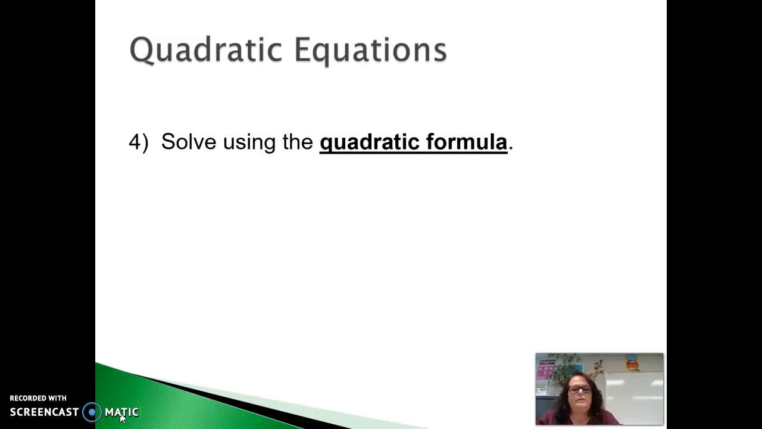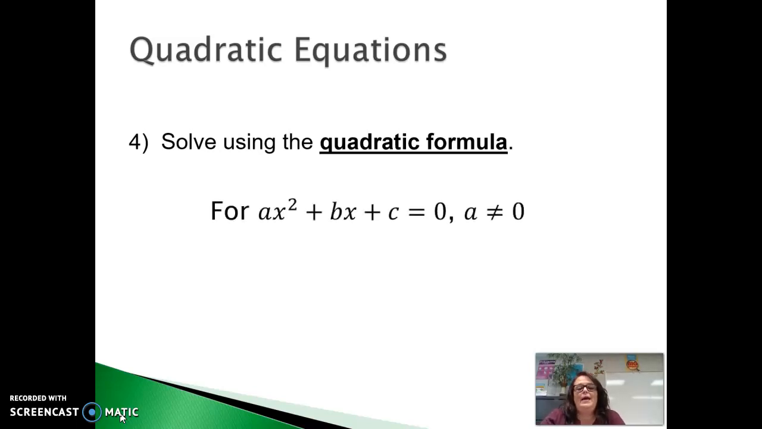All right, so we're going to be continuing our journey with quadratic equations. And so we talked about solving by graphing, solving by factoring, and solving using completing the square. Went through a couple examples of those. So now we're going to talk about the quadratic formula.